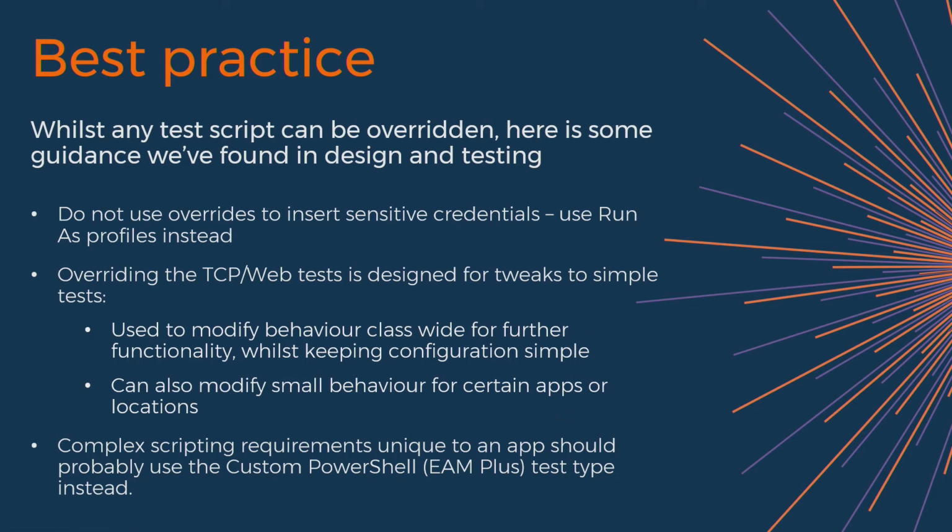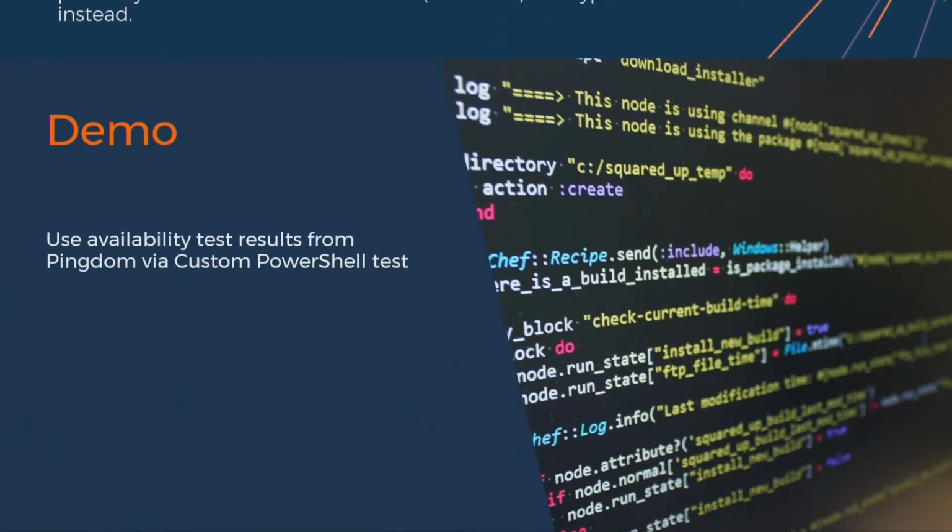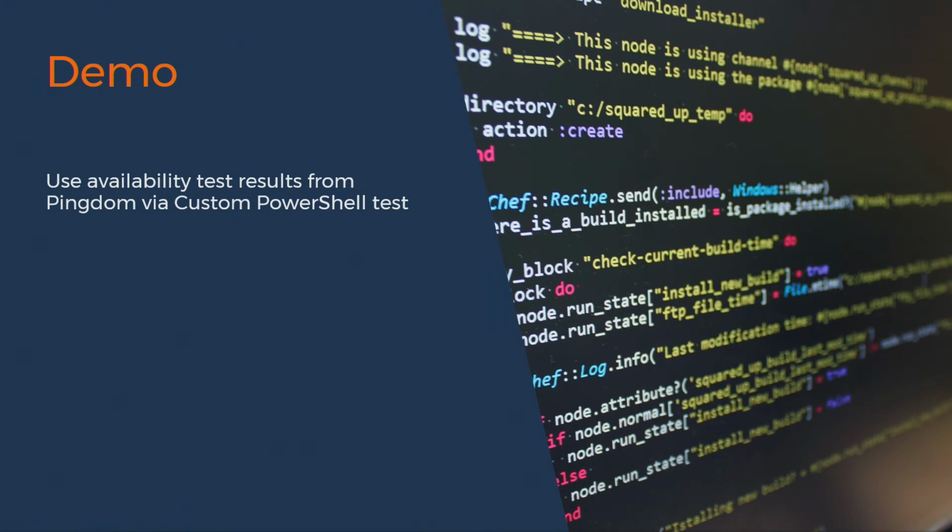Now, I keep talking about custom PowerShell. Let's actually deep dive into that. This is the most powerful option. It is EAM Plus only. But this option is going to let you specify any PowerShell script you like, and then actually test your app using that. So this is our full power test, whatever you like.